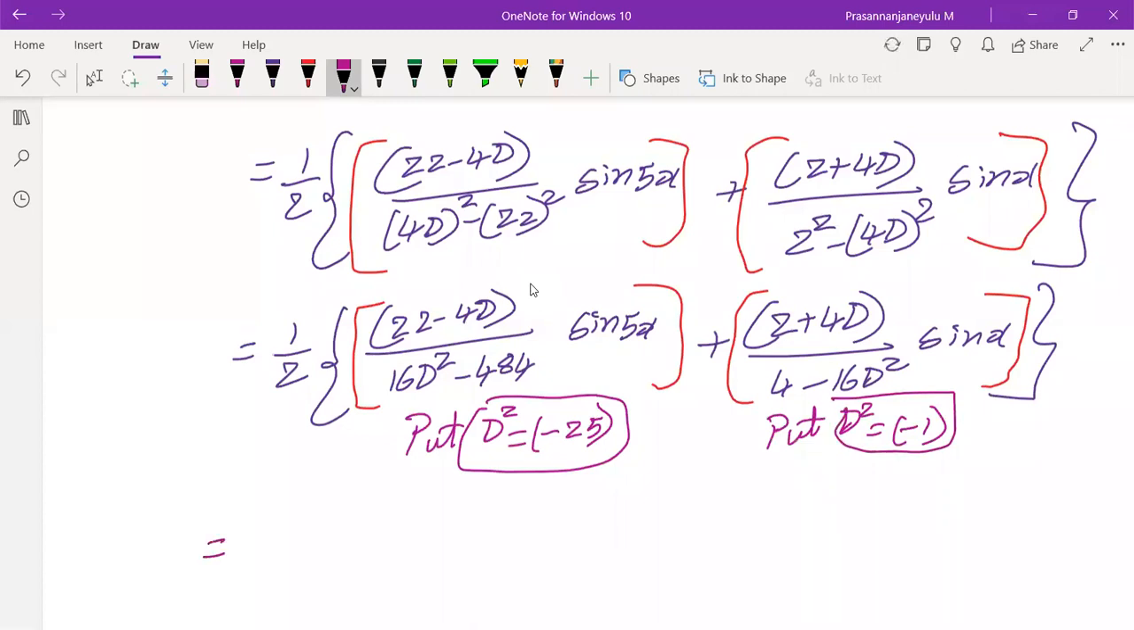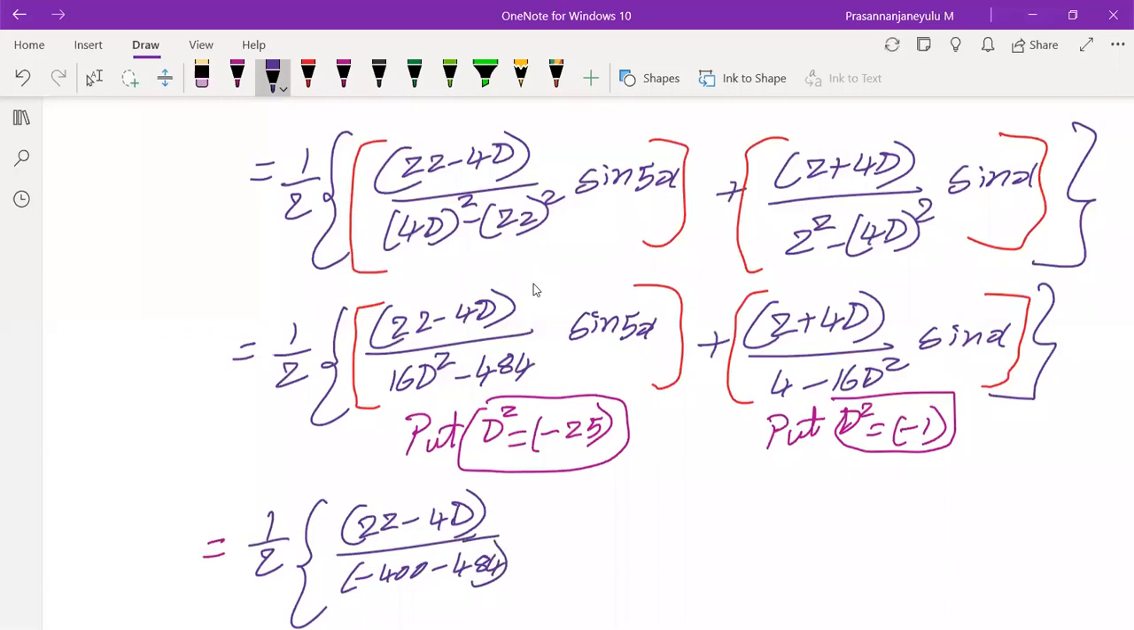Then continuing with this, we are going to get 1 by 2 into 22 minus 4D by 16 into minus 25. I'm substituting and doing the simplification directly. 16 into 25, we are going to get 400, which is minus 400. Minus 400 minus 484.